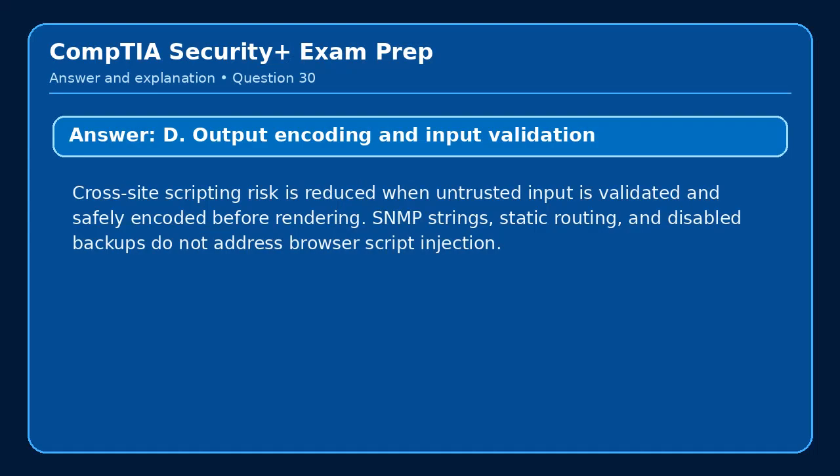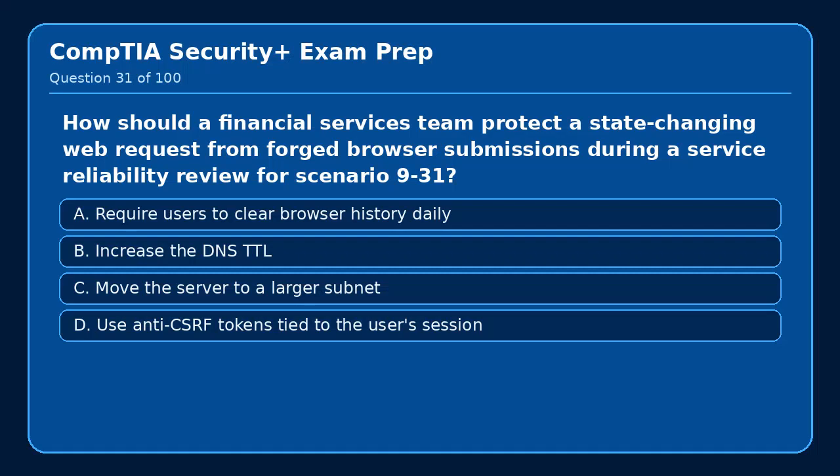Anti-CSRF tokens help verify that a request came from the legitimate application flow. DNS TTL, subnet size, and browser history clearing do not validate request intent.